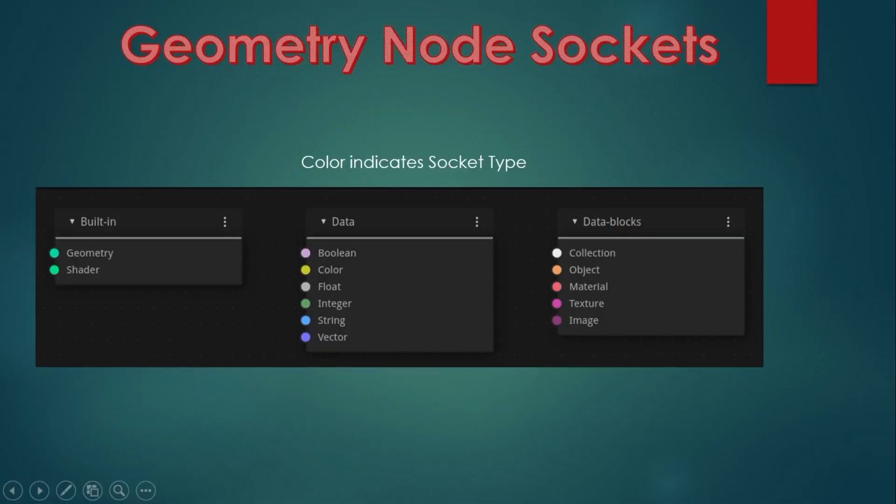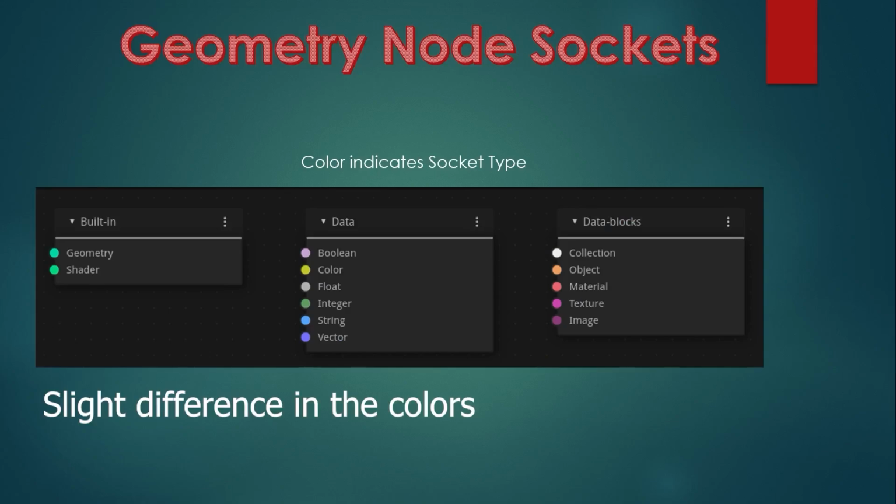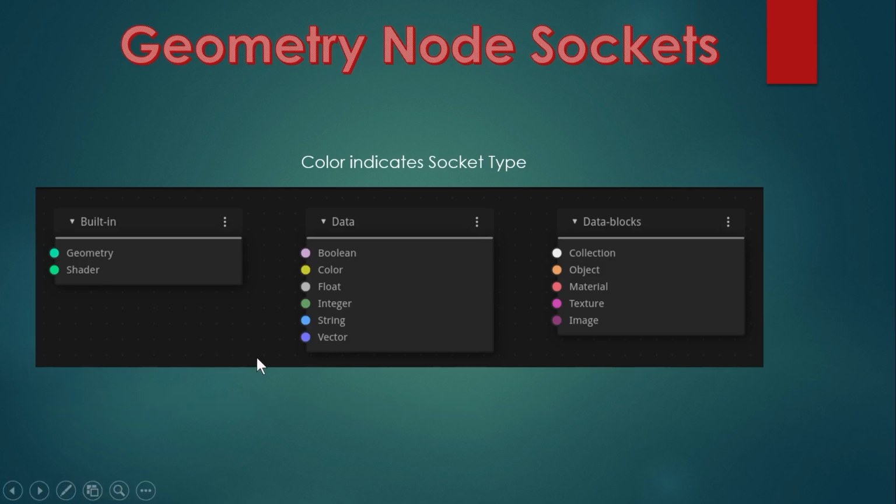Now let's talk about geometry node sockets. These are some sockets with different colors, but in the first case we have geometry and shader, both have the same color. And here we have boolean, color, float, integer, string and vector. Boolean is pink, float is gray, string is dark green and vector is navy blue. And there are some other sockets with different colors.